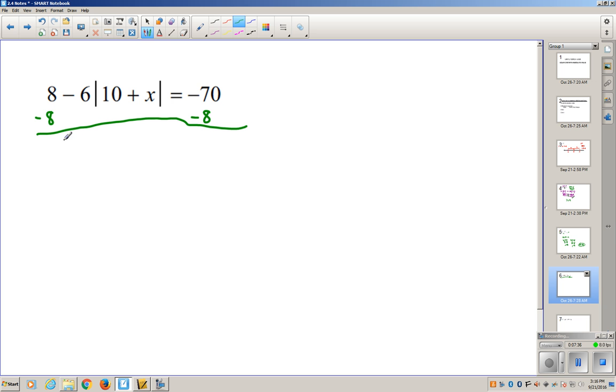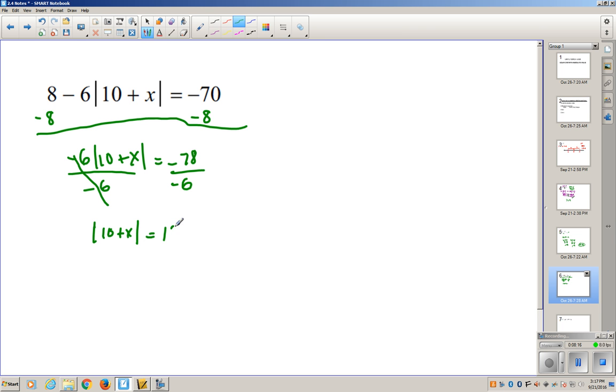So those cancel out, so I'm left with negative 6 times the absolute value of 10 plus x is equal to, what would that be? Negative 70 minus 8 would be negative 78. The next thing I'm going to do is divide both sides by negative 6. Those will cancel out. I'm left with absolute value of 10 plus x is equal to, what is that? Negative 78 divided by negative 6. That actually comes out evenly. That actually comes out to be 13. How about that?